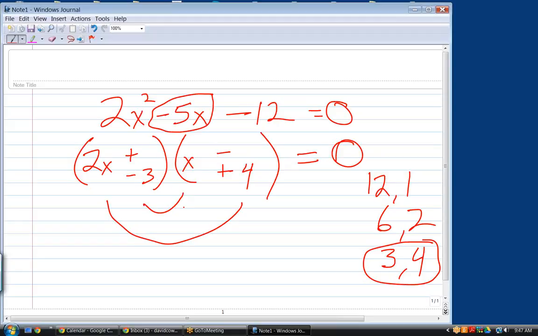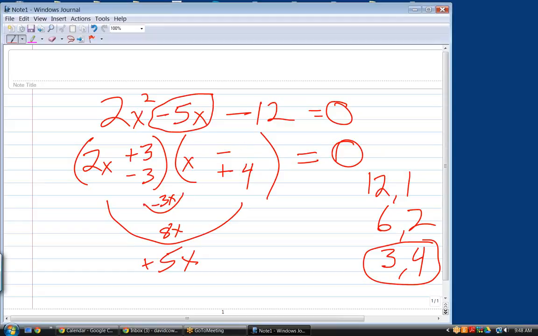What did you say this produces? Negative 3x. Then 8x. Does that add to 5x? Well, when you get the number right but the sign wrong, all you have to do is move the 3 to the positive and the 4 to the negative.